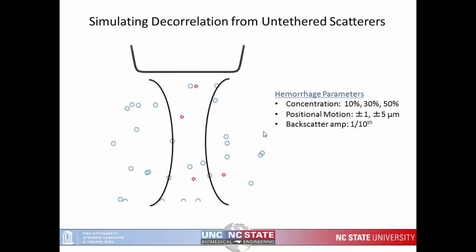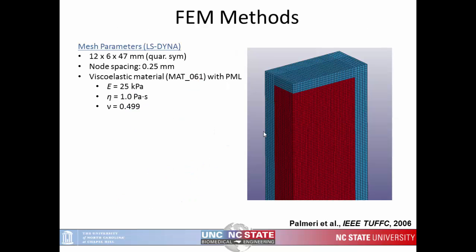Using this type of simulation, we can range the concentration of these positional uncertainty scatterers. We can change the amount of uncertainty from 1 to 5 microns in this case. And in this case, we kept the backscatter amplitude to about 1/10 of the surrounding scatters, or negative 20 dB. But that's something we can manipulate in the future using this framework.